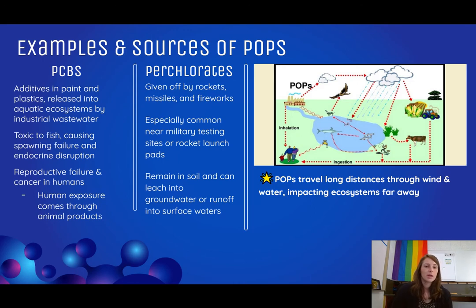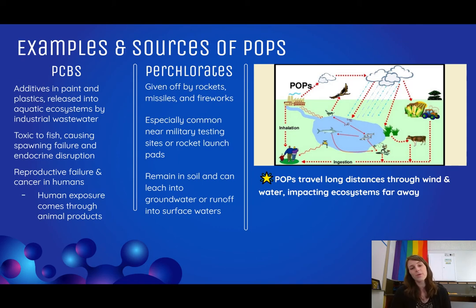We also have the perchlorates, which, as I said, was the more military one. It's especially common because military testing is where we have rocket and missile launching. It is also found near rocket launch pads. So think of NASA shooting off its rockets, there's going to be a lot of perchlorates there. And this can also remain in the soil and can leach into groundwater or run off into surface waters. Now, as we're seeing, a lot of these are sticking around in the soil and making their way into water.